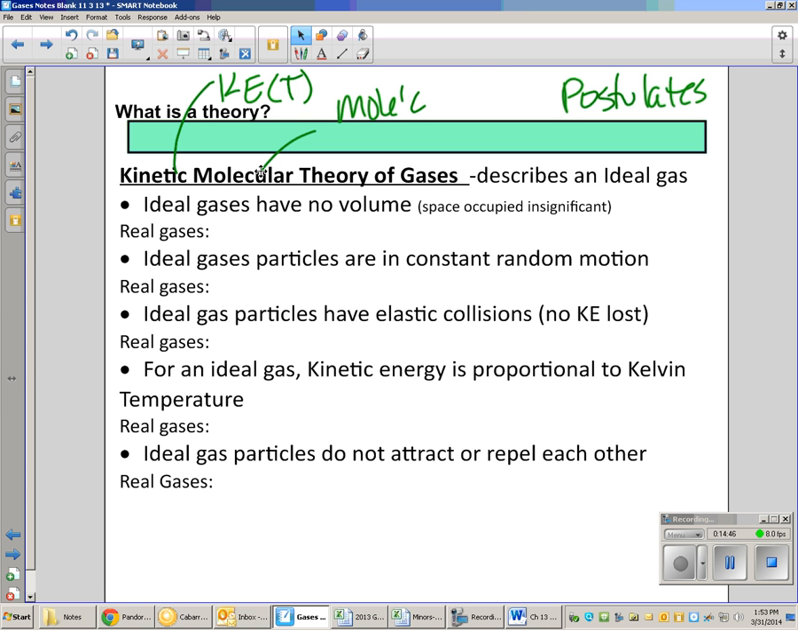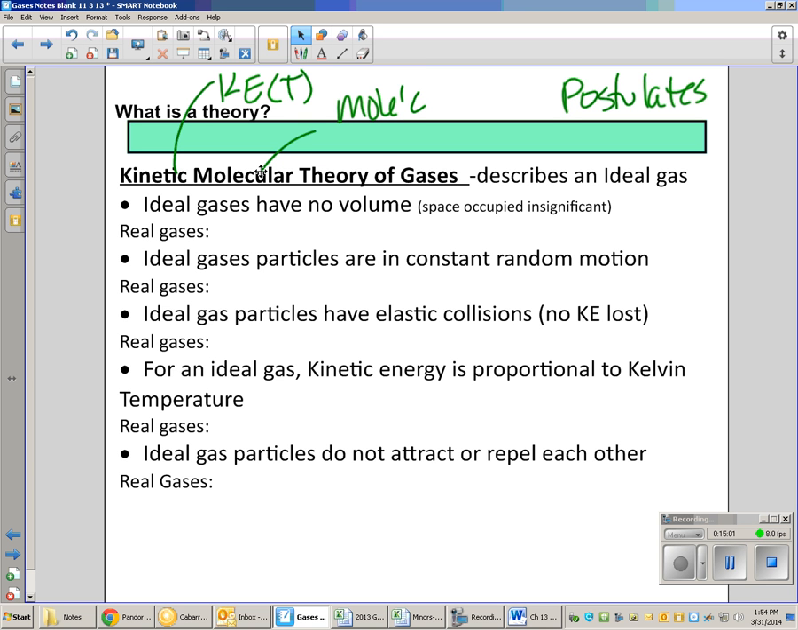So, ideal gases, if they have no volume, there's essentially negligible volume, that would be an ideal gas. Because the reason why we have to know what the ideal gas characteristics are is because if we can assume that, we get one equation to work with, and our life is easy peasy.